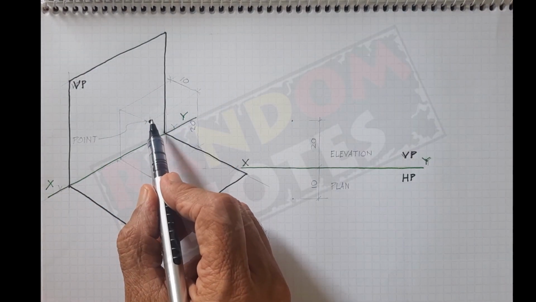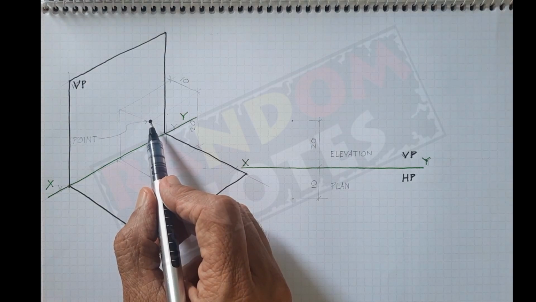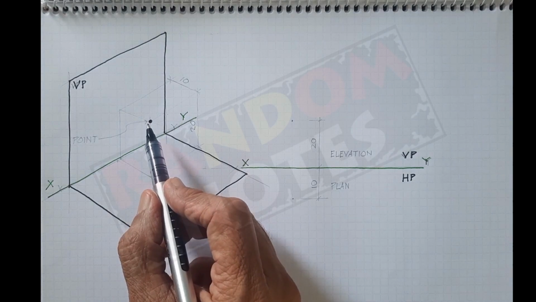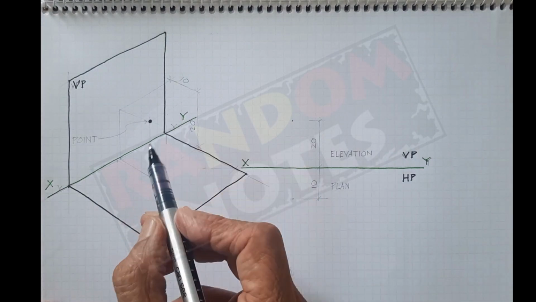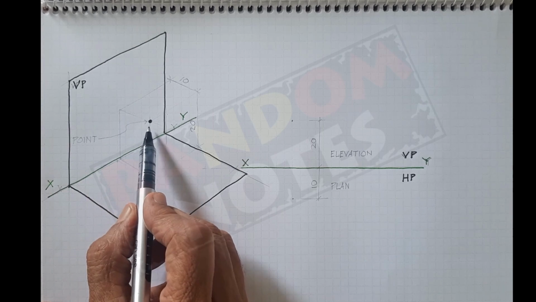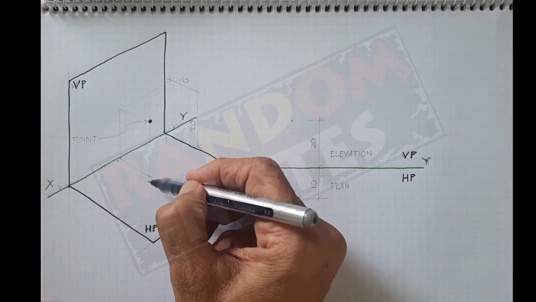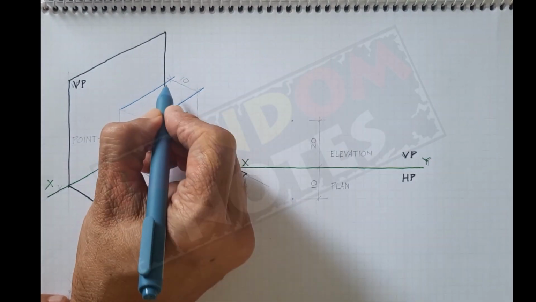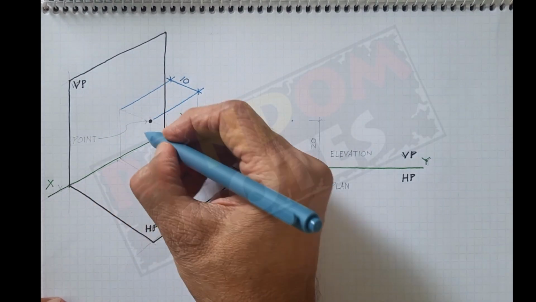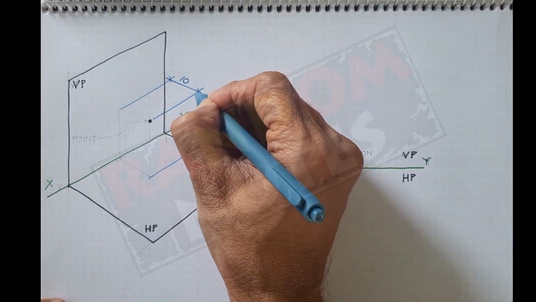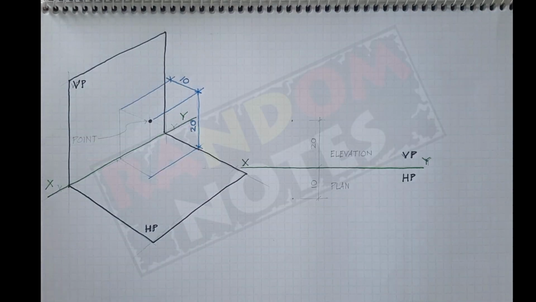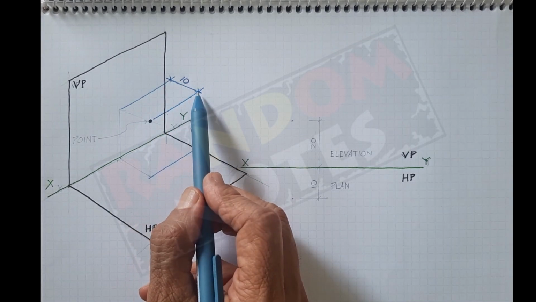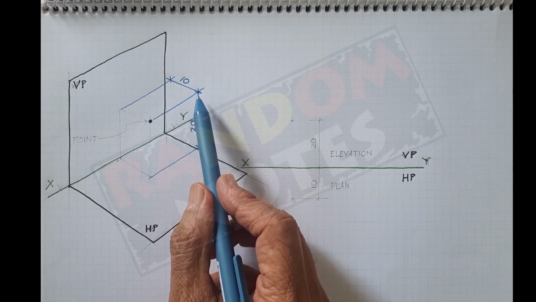This is a point. I have made it bigger just to exaggerate it so that it is visible. Otherwise it's just a point which does not have any dimension. This is at a certain distance from the vertical plane and at a certain distance from the horizontal plane. So now I have given it the values. It is 10 mm away from the vertical plane and 20 mm away from the horizontal plane.